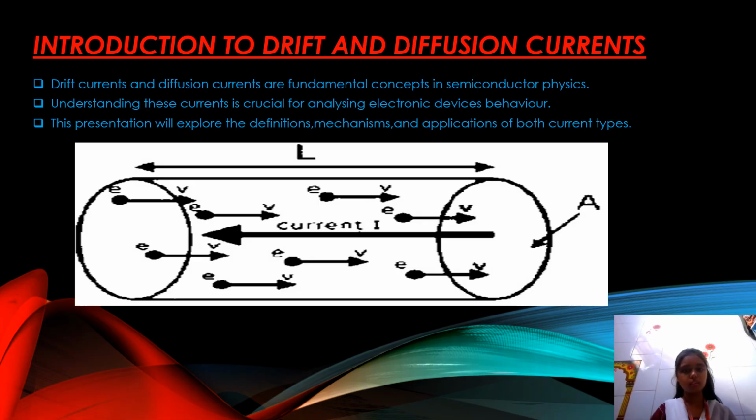Drift currents and diffusion currents are fundamental concepts in semiconductor physics. Understanding these currents is crucial for analyzing electronic devices' behavior. This presentation will explore the definitions, mechanisms, and applications of both current types. Here we go, the picture of drift currents.